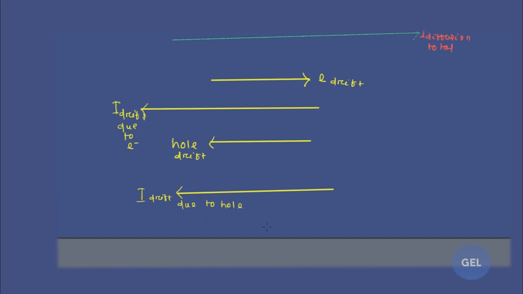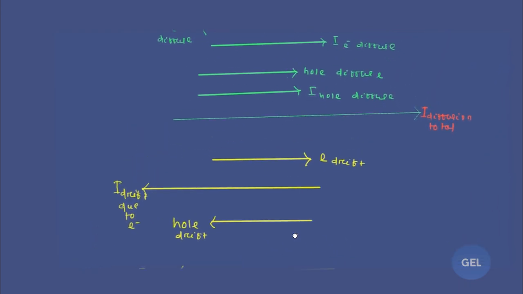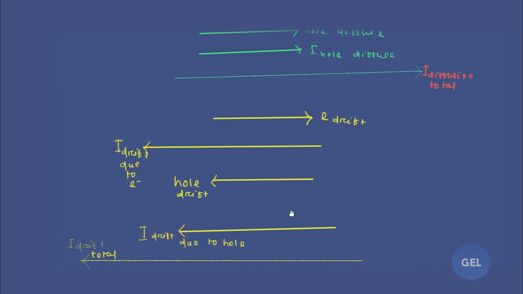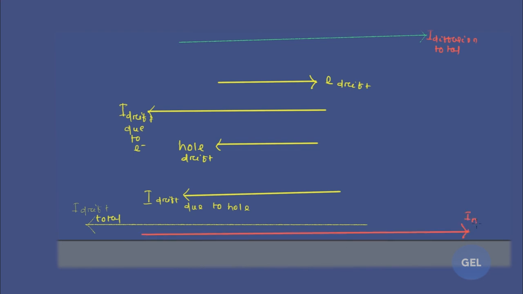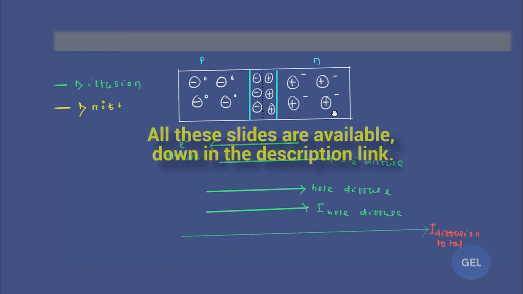So we can say what will be our final direction of drift current: your drift current will be in this direction. So what will be your total net current? Your net current will be zero. So I can draw here, because your drift and diffusion will cancel out each other and you'll get net current zero. This is the unbiased case. We have not biased this semiconductor yet, we have not connected any external circuit. So this is the unbiased case.